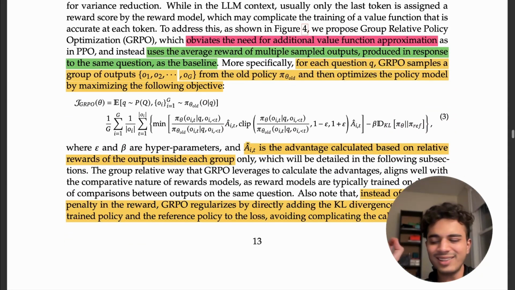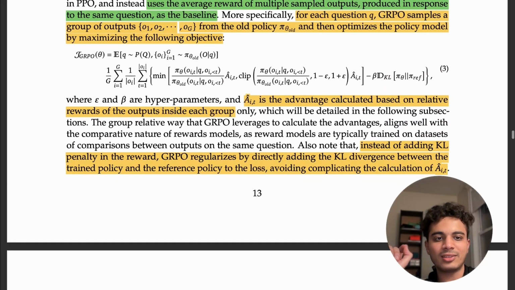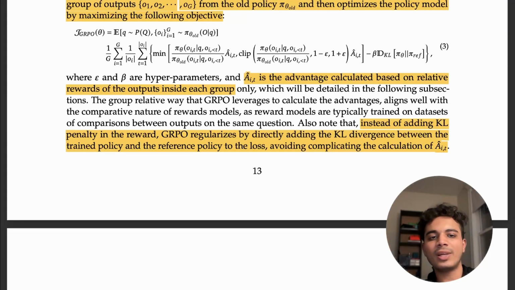Fine. Another thing that you should note is that instead of adding the KL penalty in the reward, GRPO regularizes by directly adding the KL divergence between the trained policy and the reference policy to the loss, avoiding complicating the calculation of advantage.